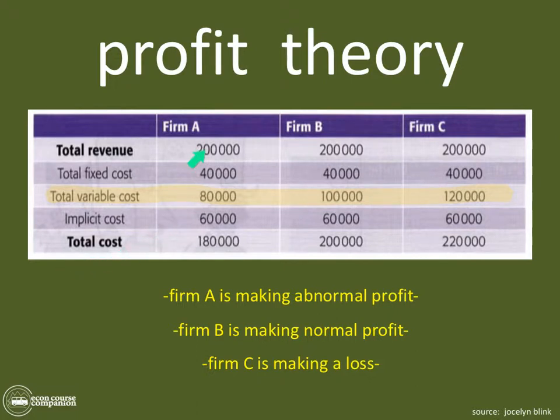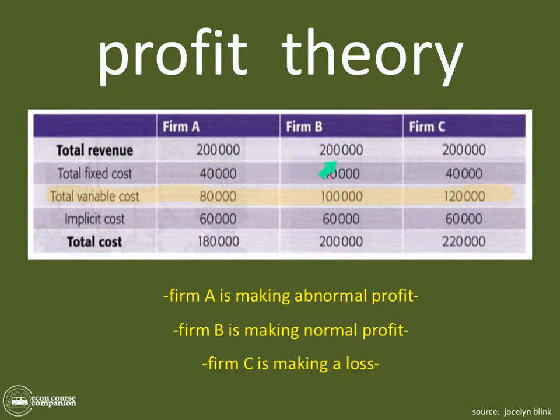Okay, so let's look at firm A. They have a revenue of $200,000. If you add their fixed costs, their variable costs, and implicit costs, that's $180,000. So I know you are high level or standard level math econ students, but I'm pretty sure you can do this math. All right, so what happened here? Well, check it. If their revenue is $200,000 and their total costs, accounting for all of them, is $180,000, then they make an abnormal profit of $20,000. Okay? Cool.